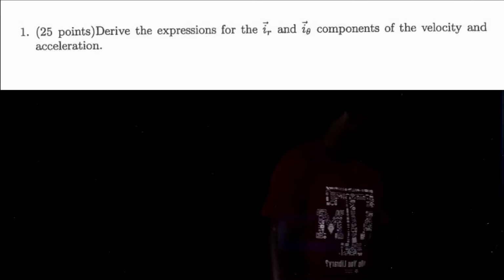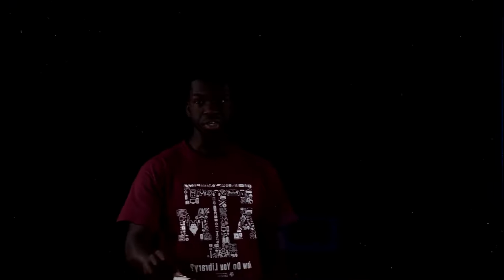For this one, number 1 is going to be the same on all tests. So this number 1 is probably going to be repeated if I do future years. It's just going to be the same video for number 1. And number 1 goes off with: derive the expressions for i_r and i_theta components of the velocity and acceleration. I'm going to work it out how my teacher taught me and how I did on the test, and got full points for that question. So let's go ahead and get started.